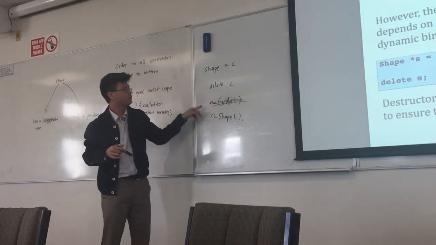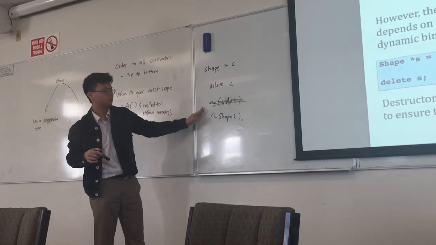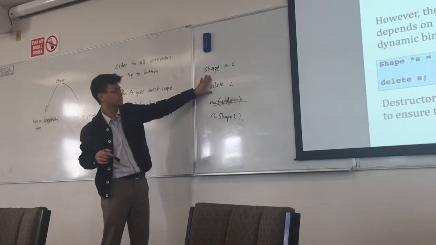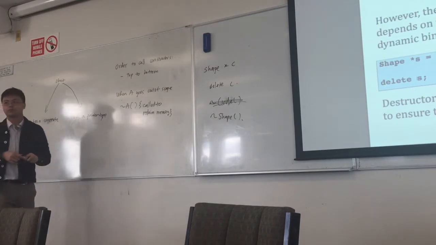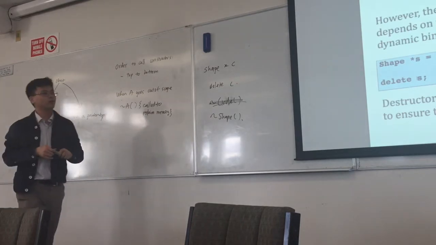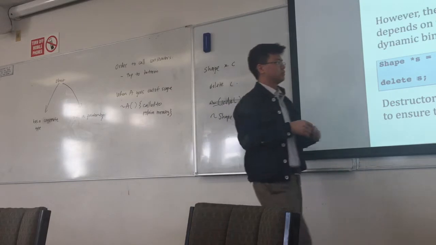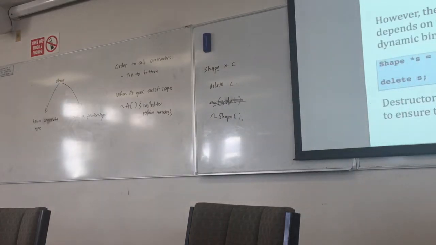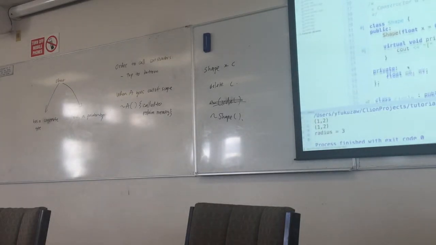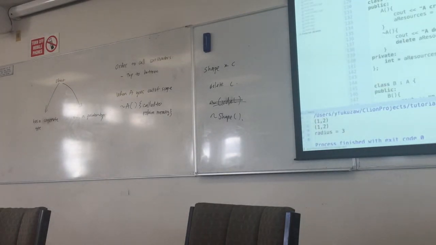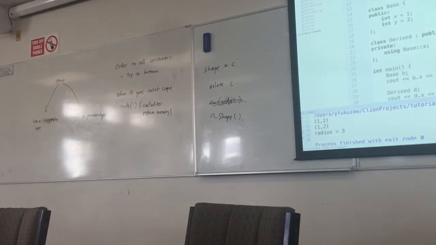So we need to somehow force the compiler, or force the computer really, to call the destructor of the object instead of the pointer. And how do we do that? We do the same thing that we did with the print function. We declare the destructor virtual. Right, so let me demonstrate that here. A4.